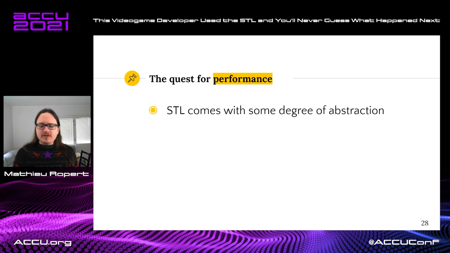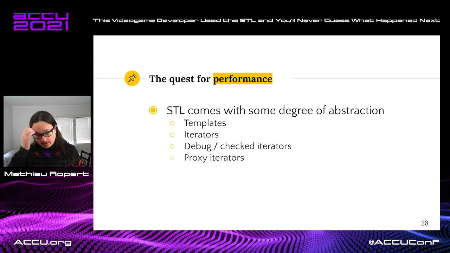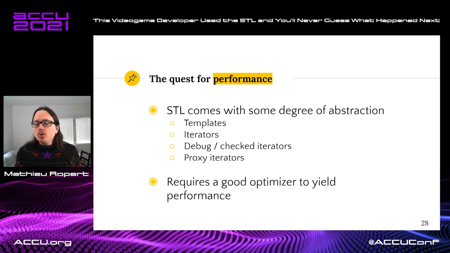Of course, when you look at the STL, it comes with some degree of abstraction, right? You have a vector, it's an abstraction over memory allocation, it's an abstraction over pointers, it's an abstraction about new, delete, realloc, and all the things. So you will have templates, you have iterators, you can have proxy iterators in some cases. So yeah, the promise of zero cost abstraction that C++ keeps bringing needs a good optimizer, a good compiler to make sure that this is delivered even with abstraction in the way.